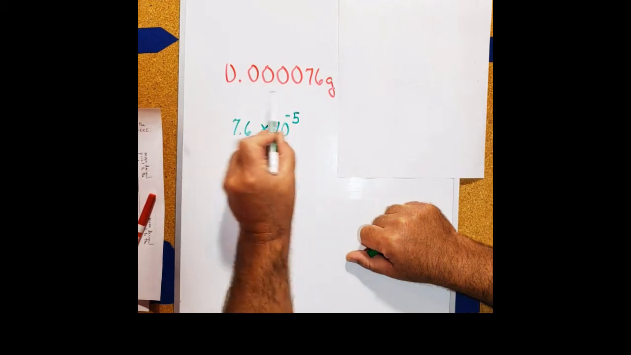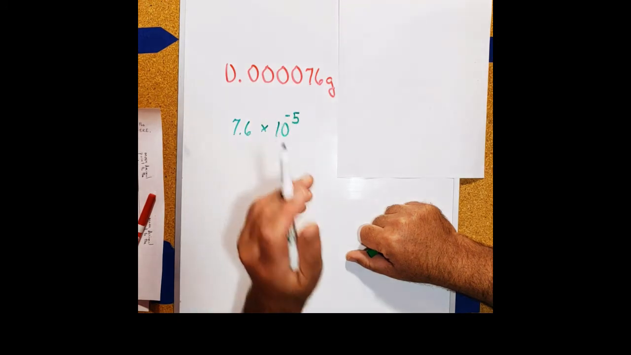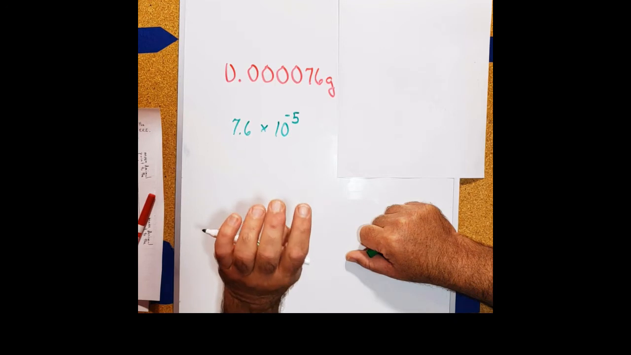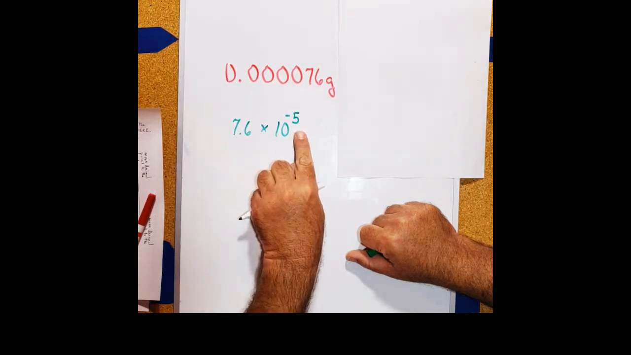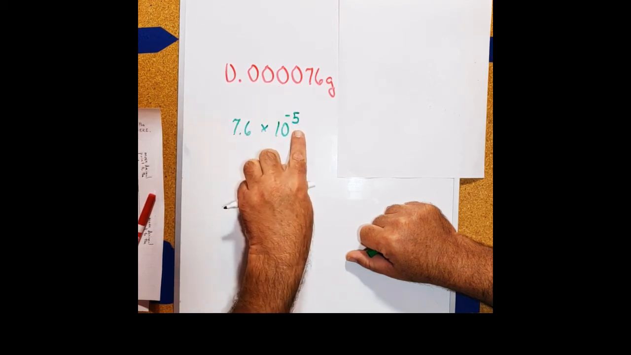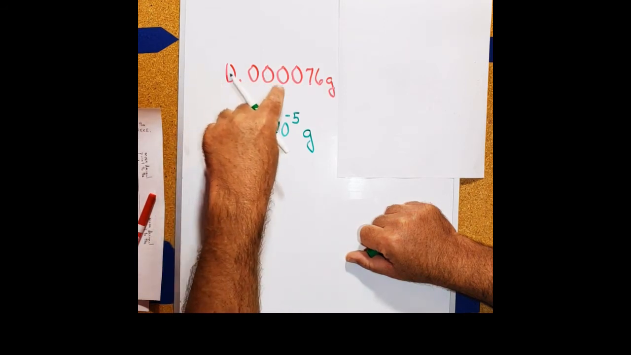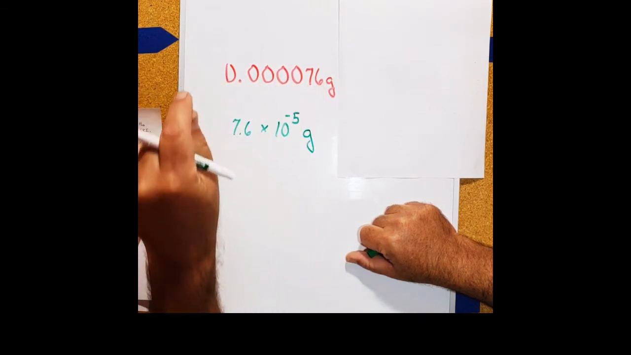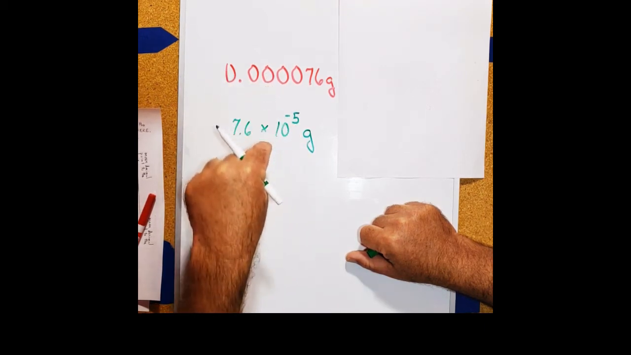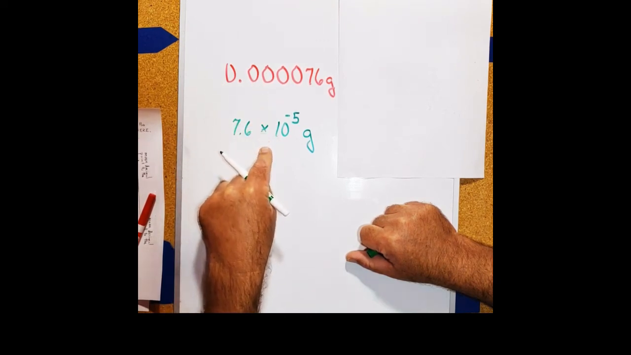This number up here is really small. 0.000076. That's a small number. When we express small numbers in scientific notation, we're always going to end up with negative exponents. That's the easiest way to remember it. Small numbers end up with negative exponents. So there we have 0.000076 grams is exactly the same as 7.6 times 10 to the minus 5 grams. These two numbers are the exact same number. They're just expressed in two different ways.